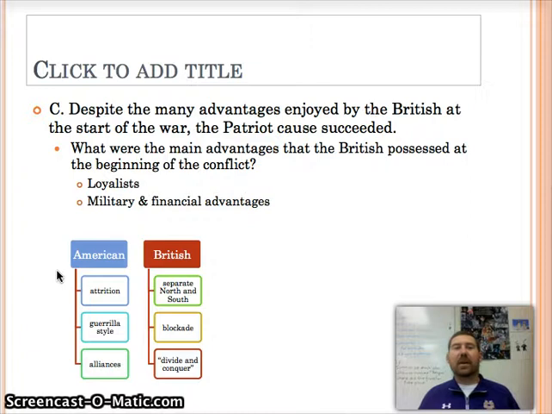As far as the British go, they're going to try to separate the North and South. They realize we don't have a lot of resources and manpower, and the further they can spread us out and isolate us, the better it's going to work out for them. Also, the blockade ties into that and the divide and conquer as well.